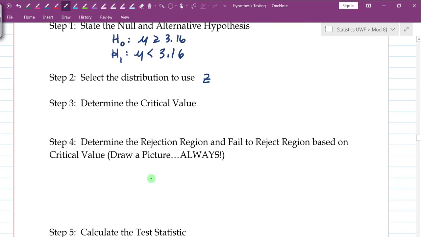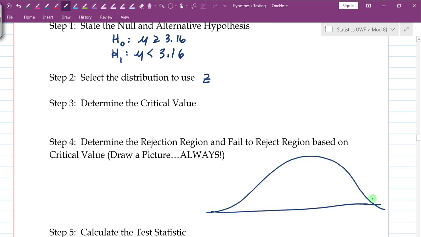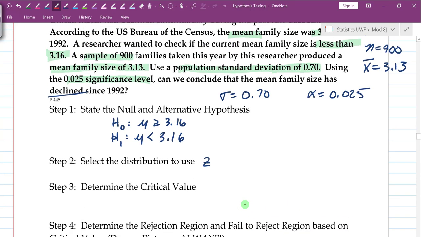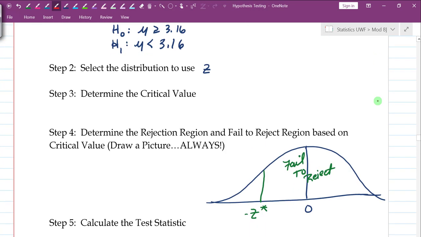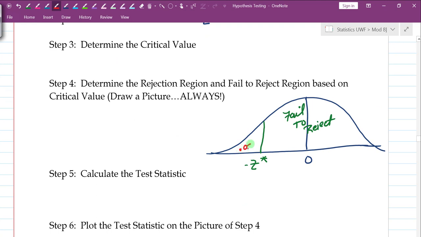So my picture is going to look something like this. I'm going to draw my picture here. We're going to put 0 over here to the left. It's going to be some critical value, z star, and it's going to be negative because it's on the left-hand side of 0. I'm going to put fail to reject over here. I'm going to put my alpha in here, and my alpha level, one-tailed test, is 0.025. So it's going to go 0.025 over here, and this is my rejection zone right here, my reject.